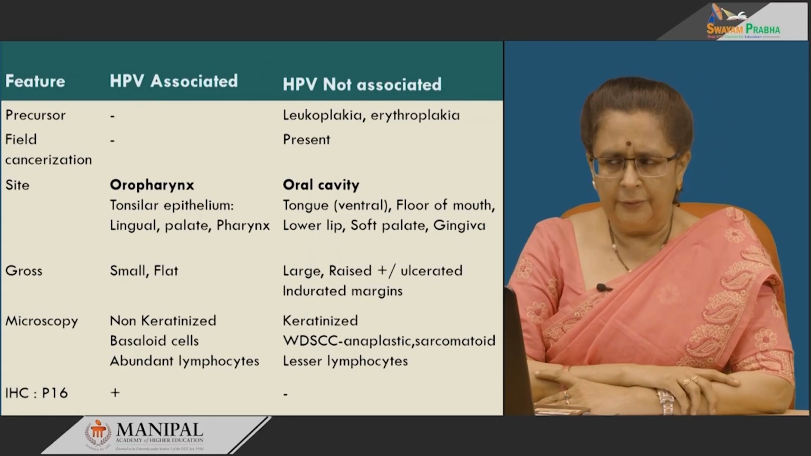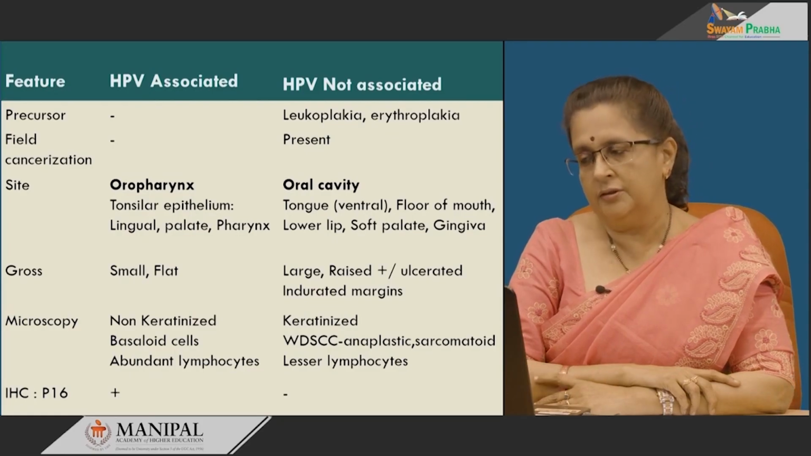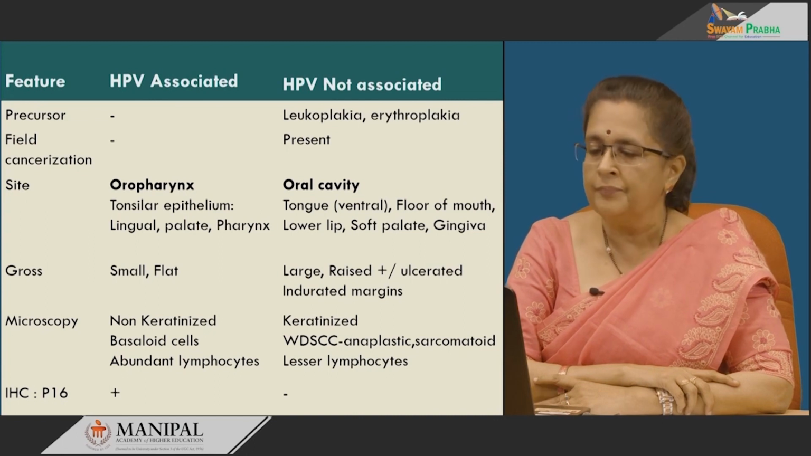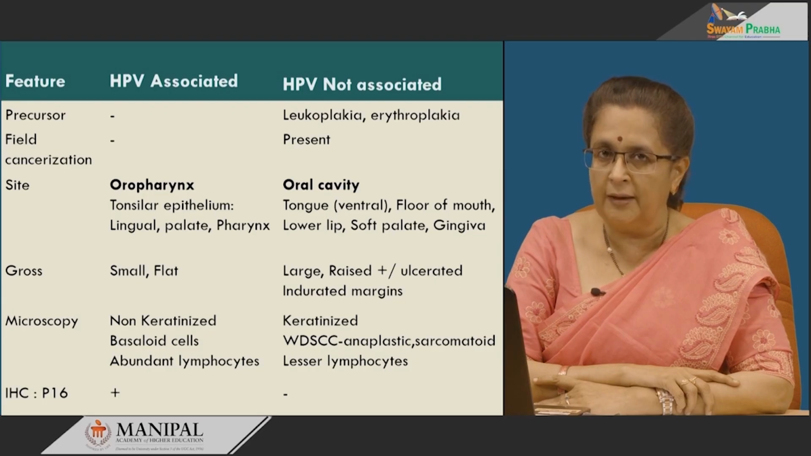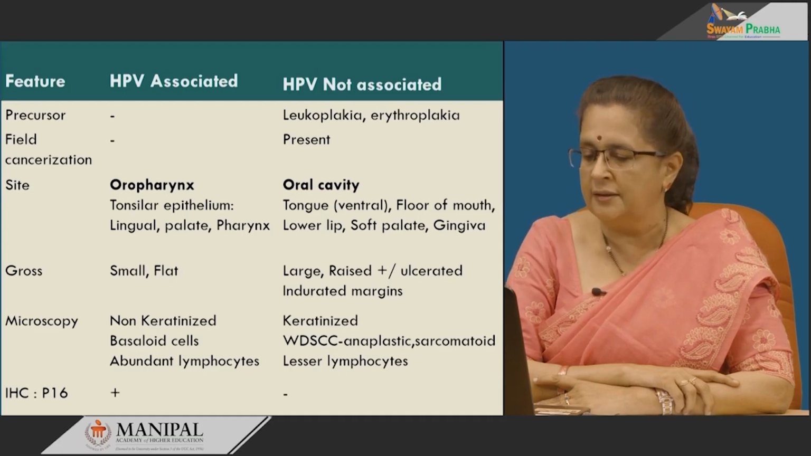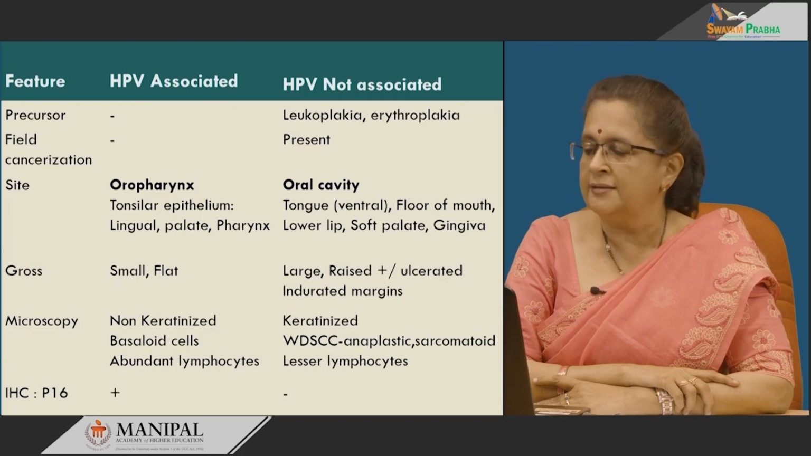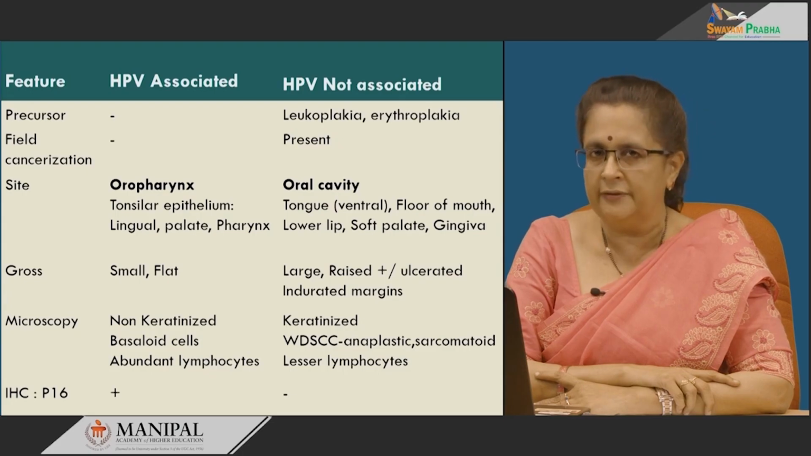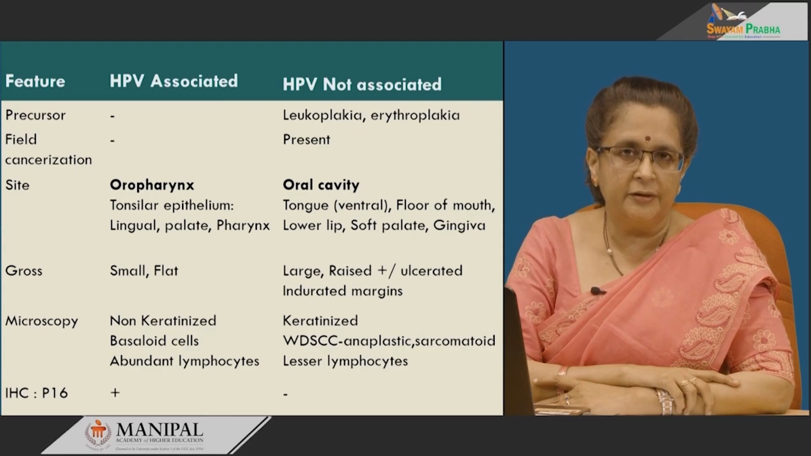So, precursor lesion which is seen in those not associated with HPV is leukoplakia or erythroplakia. Then site in the oral cavity includes tongue, floor of mouth, lower lip, soft palate, gingiva. Grossly, it is a large raised lesion with induration of the base as well as rolled out margins, and it is irregular. Microscopically, as I said, it is keratinized. So, it could be well differentiated squamous cell carcinoma, or it could even be anaplastic. Lesser number of lymphocytes are there, and immunohistochemistry when you do for surrogate marker of HPV, that is P16, it is negative.